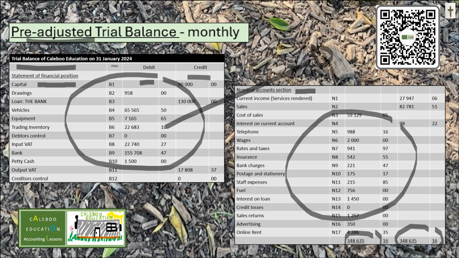They're all pre-adjusted trial balances until after the 12 months, when we are looking at your financial year. We do year-end procedures, adjustments, and then we'll get a post-adjusted trial balance. But every trial balance that is drawn up on a monthly basis during the financial year is a pre-adjusted trial balance, or just a trial balance, where we check our debits equal our credits.